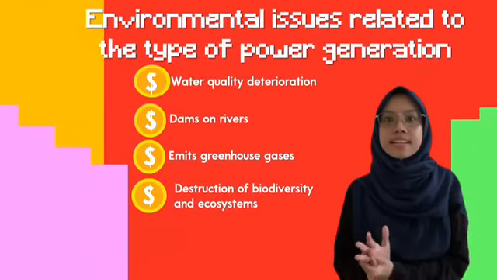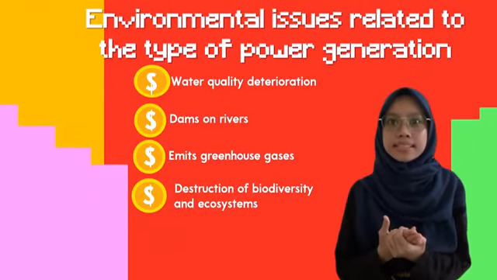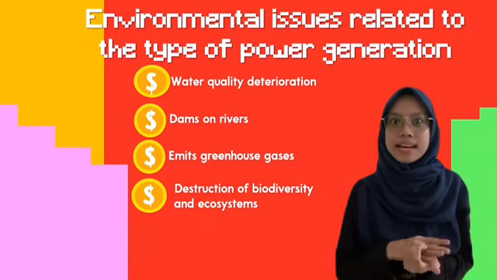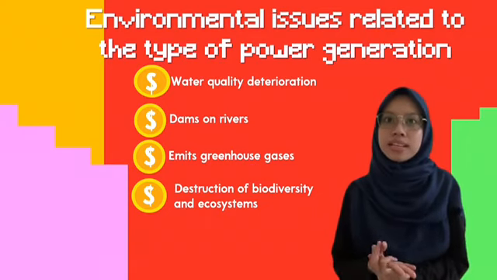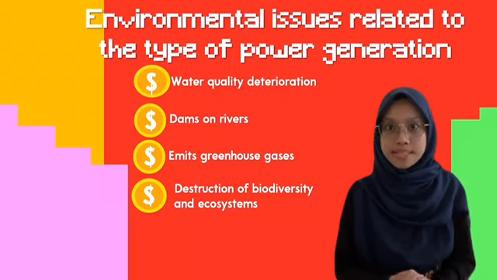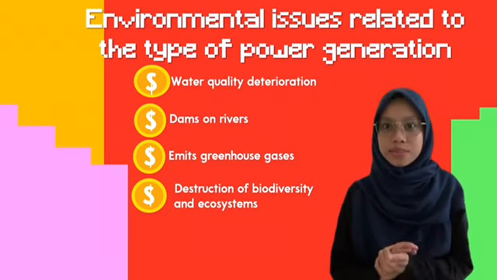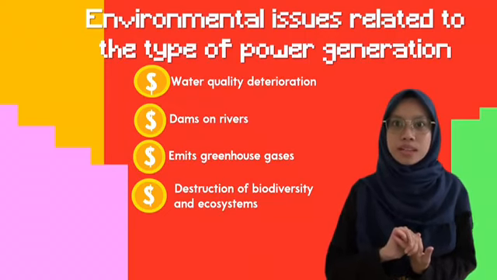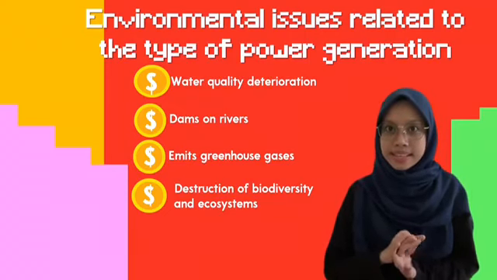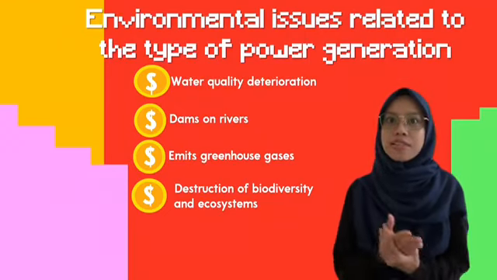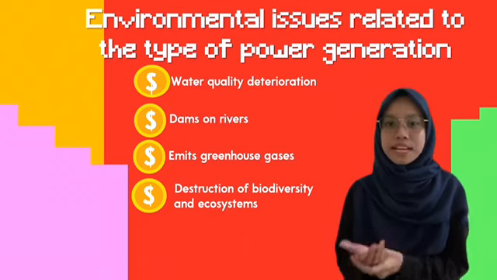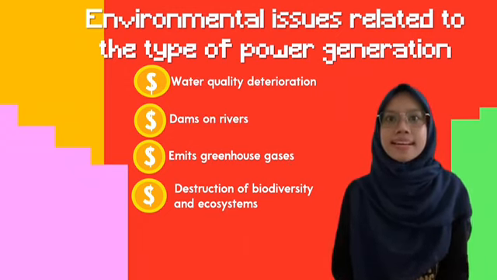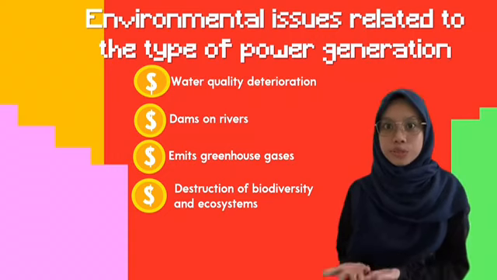The last discussion I will discuss about any environmental issue related to the type of power generation, which is hydropower generation. The first environmental issue is water quality deterioration. The water released from a reservoir may have a different chemical composition than the water flowing into it.